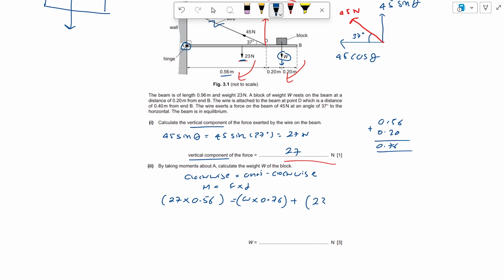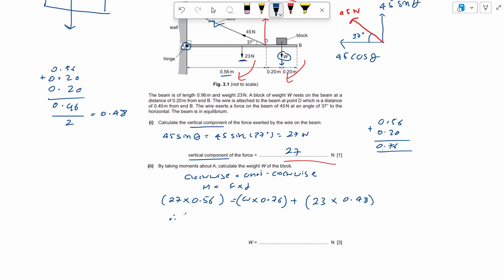23 times the midpoint of this rod, because 23 is the weight of this rod, so it's all acting at the center. So we need to find the total length of the rod and find the midpoint. So 0.56 plus 0.20, that would be 0.96 divided by 2, and that would be 0.48.